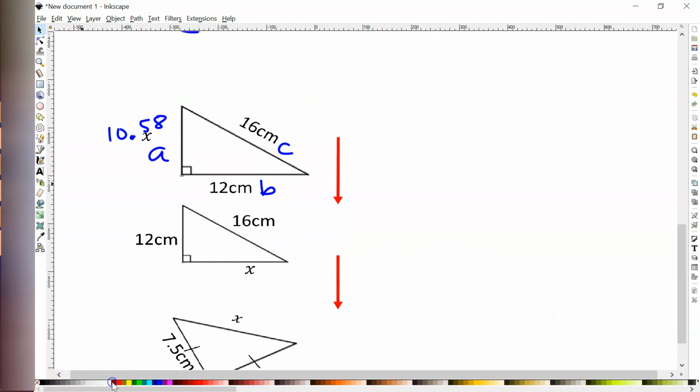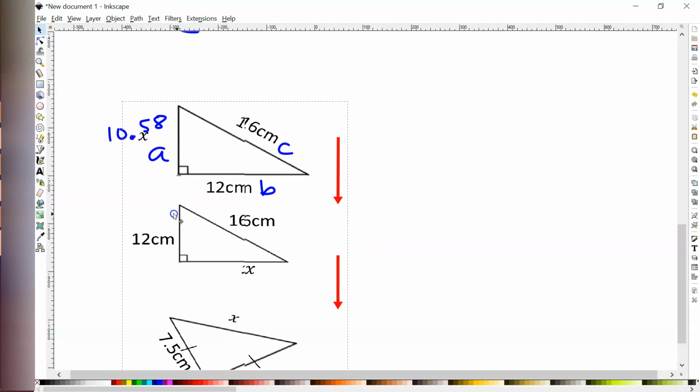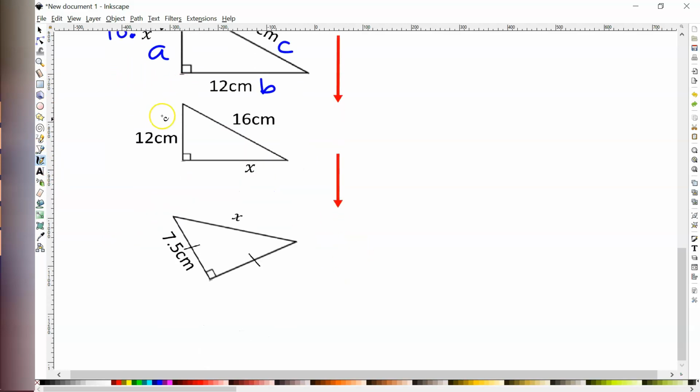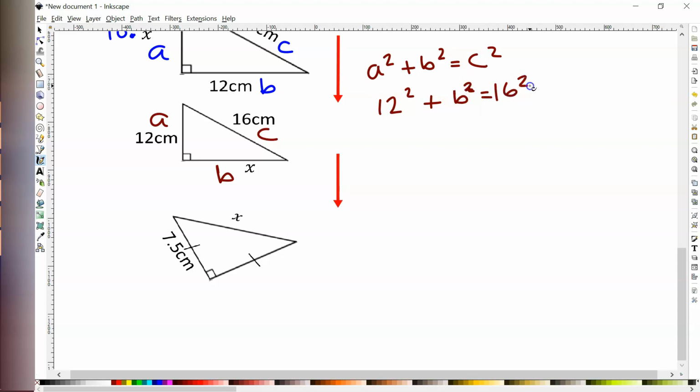Let's get a different color pen. We have A here, B, and we have C. We know what A is, so the formula there is a squared plus b squared equals c squared. I know what A is. A is 12 squared plus, I don't know what b is, so b squared equals 16 squared.